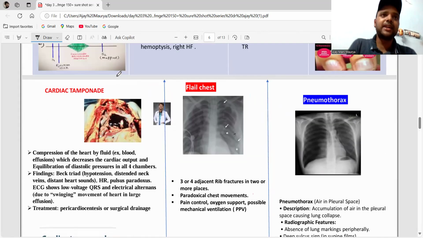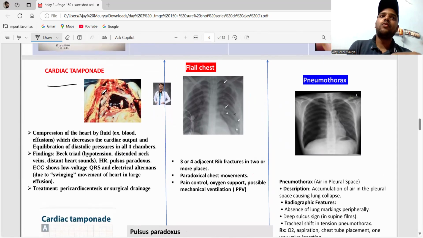Next are these three images: cardiac tamponade, flail chest, and pneumothorax. In cardiac tamponade, there is Beck's triad: hypotension, distended neck veins, and decreased heart sounds. It is compression of the heart by fluid, due to blood or effusion, which decreases the cardiac output and causes equalization of the diastolic pressure in all chambers.